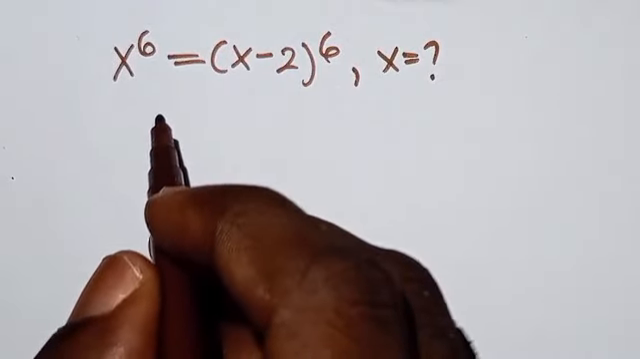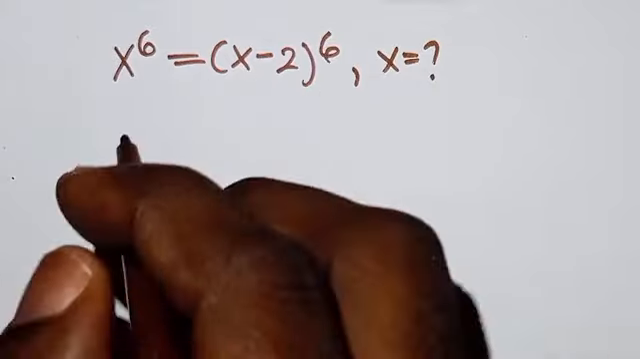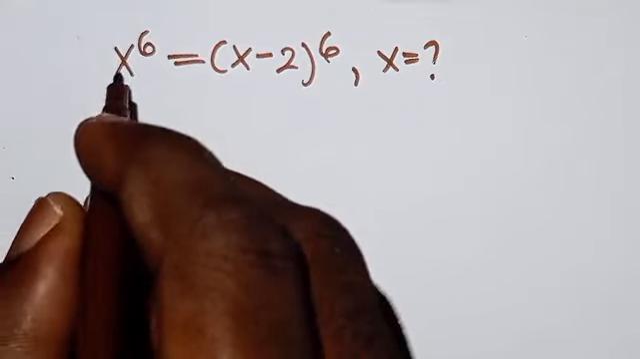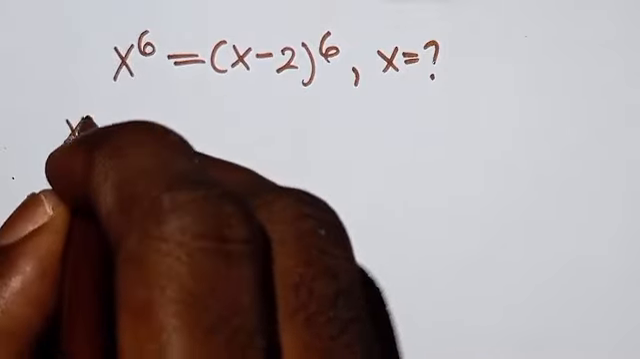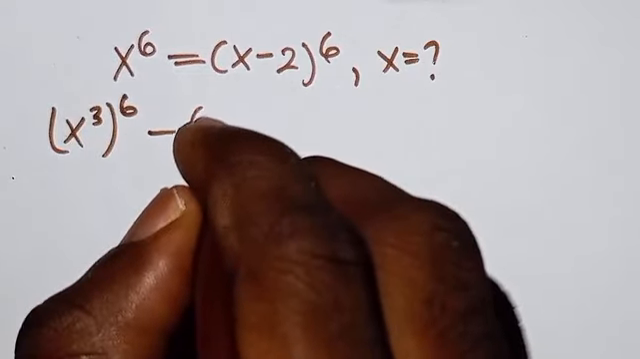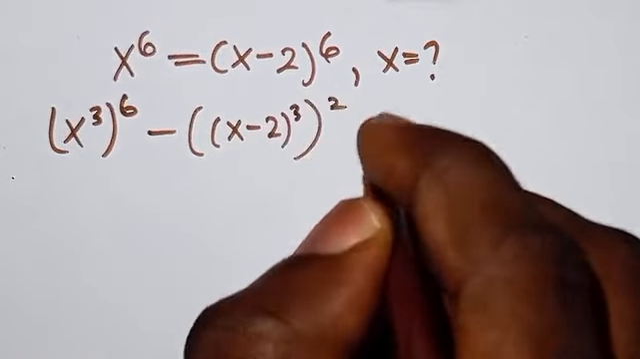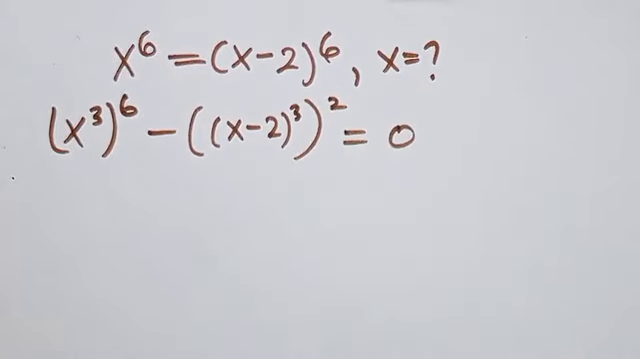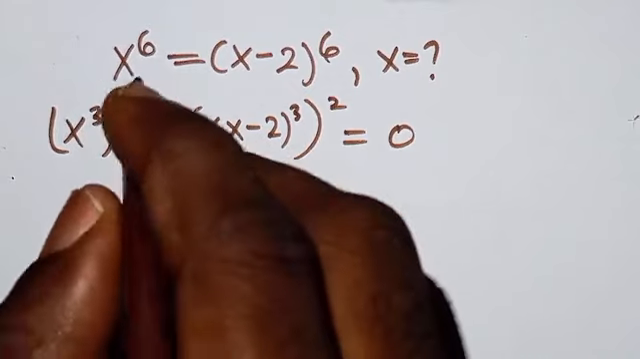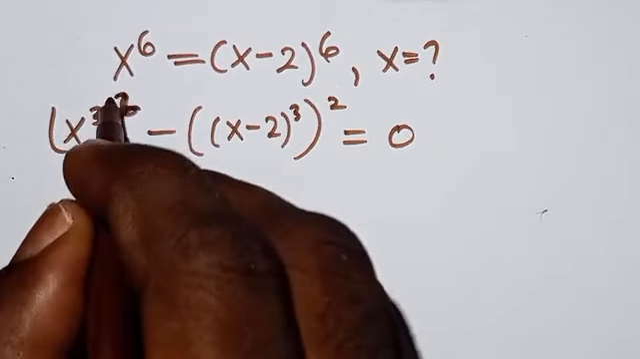We have x to the power of x to the power of 6 equals x to the power of minus 2, all to the power of 6. So now what are we going to do? We're going to rewrite this equation as x to the power of 3 all to the power of 2, minus x minus 2 to the power of 3 all to the power of 2, then equals 0. So I can rewrite this because this is 3 to the power of 2, so this is 2, not 6.